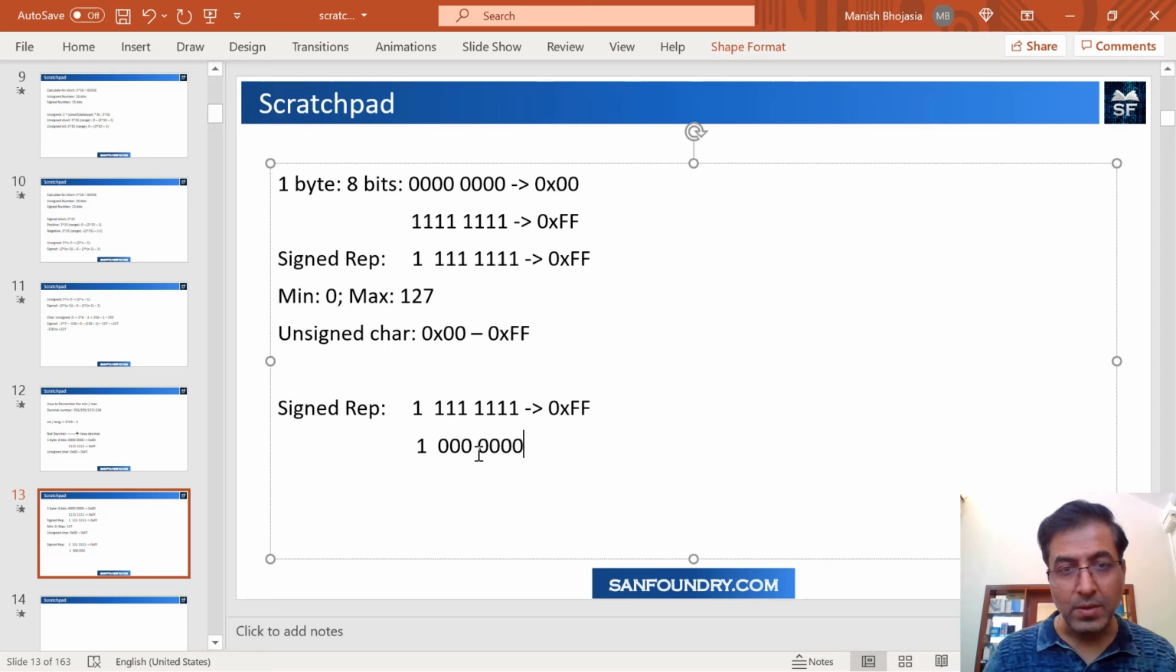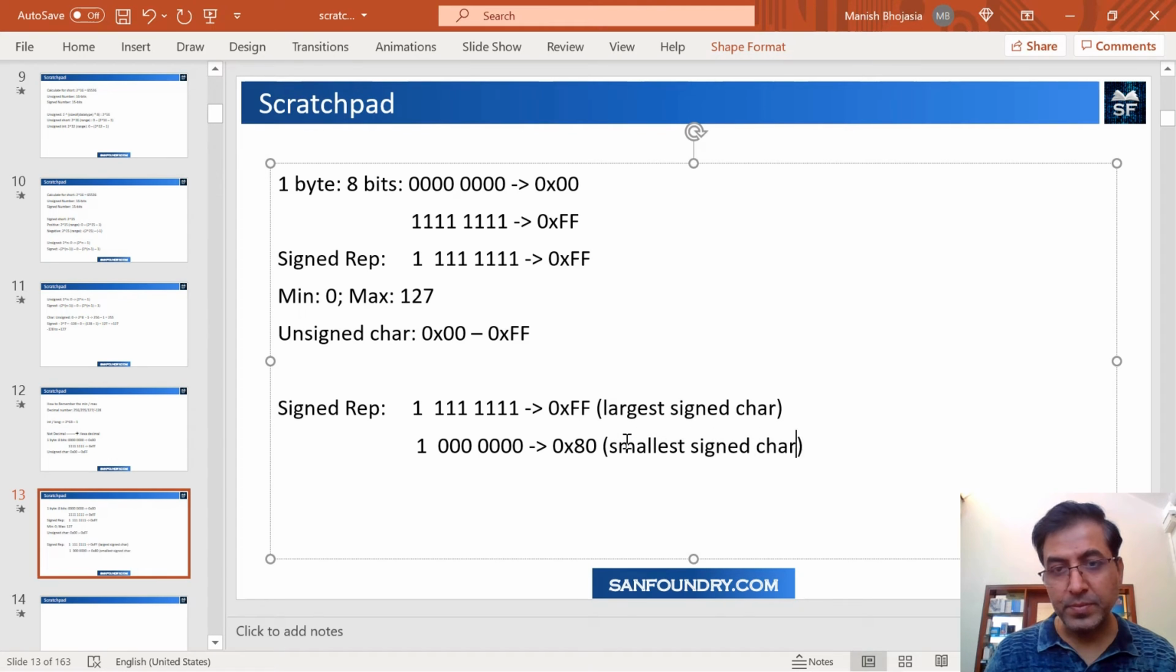Now what does it mean? When you look at this, it is basically hexadecimal 80. So let's think about it. This number is FF, and this number is 80. How do we treat these numbers? This is the largest signed character representation, and this is the smallest signed char.